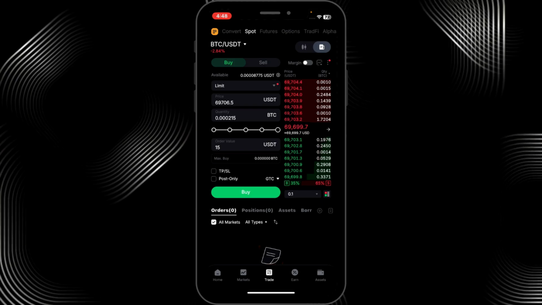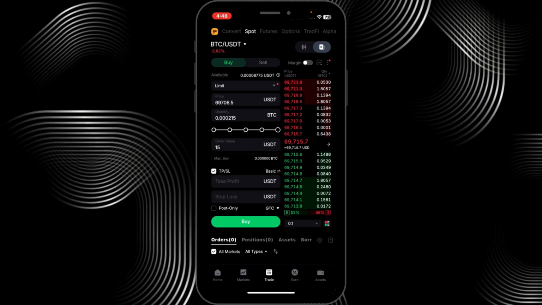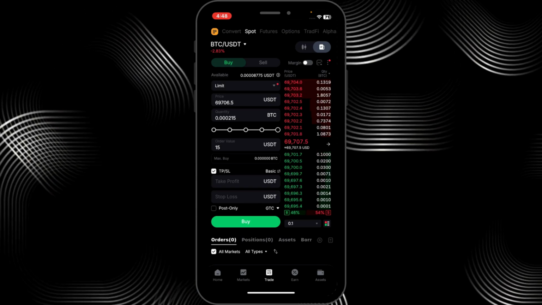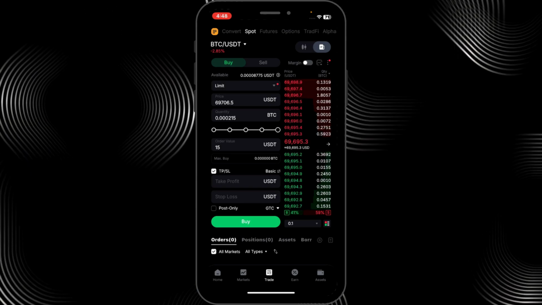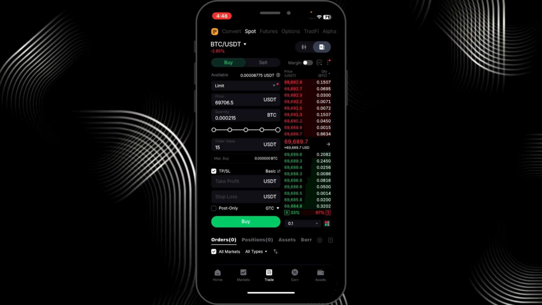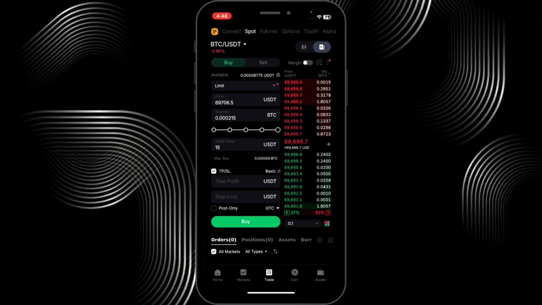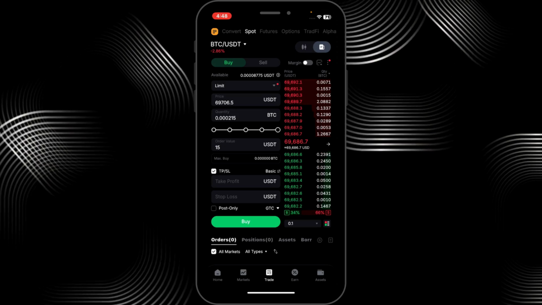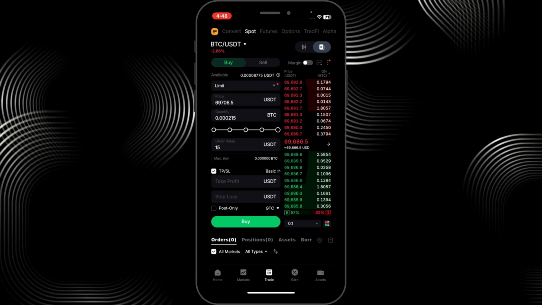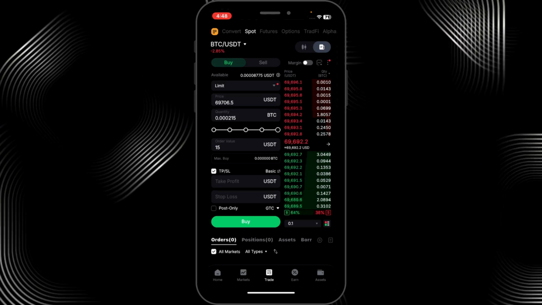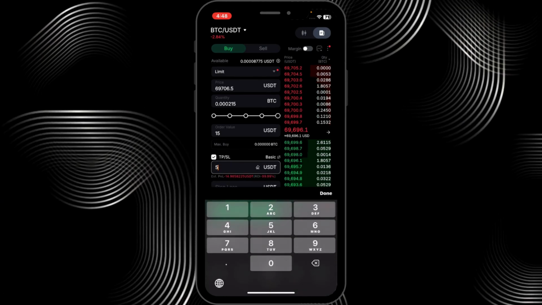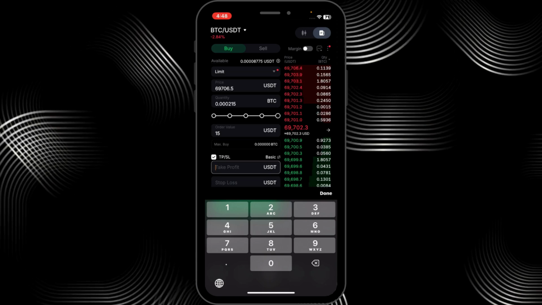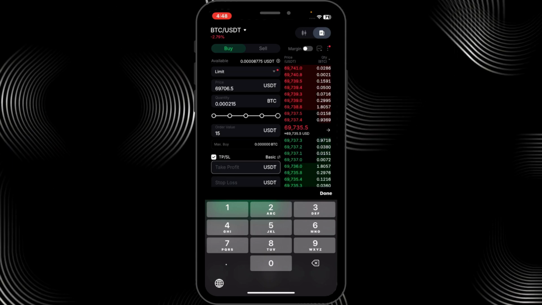Before you execute, hit the TP and SL, because this is really important. You have to add the check mark to TP/SL, or take profit and stop loss, because that will help you if you're not around your phone or your PC to monitor the market price. So you need to add a price at which you can tolerate losing some money, right?